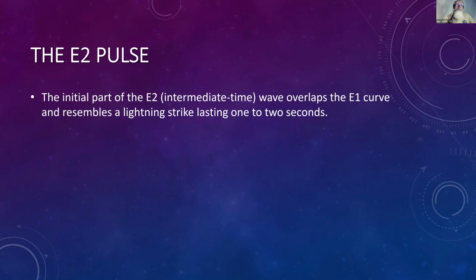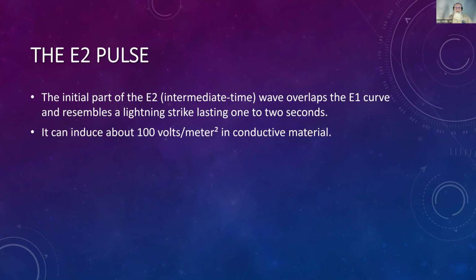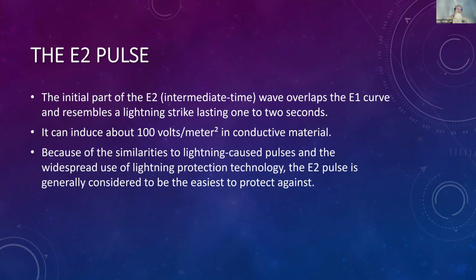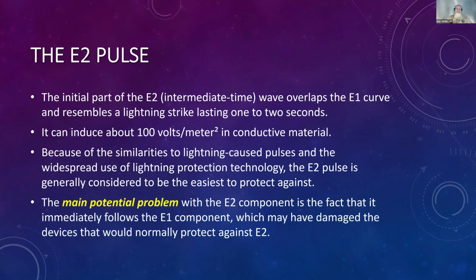And then we have, of course, the E2 pulse. It overlaps the E1, resembling a lightning strike. It'll induce 100 volts per square meter, and because it happens after the E1, the spike protection goes away because you've defeated it with the E1, which means you'll also get a shock with the E2, providing this new device, this EMP, and one of these times I'll remember the name of it. I think other people know. If they want to put it in the comments, they can certainly do that.